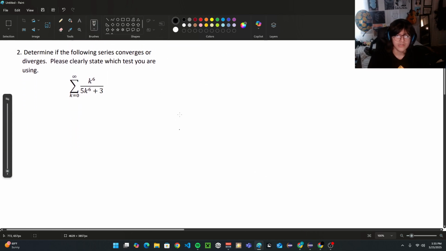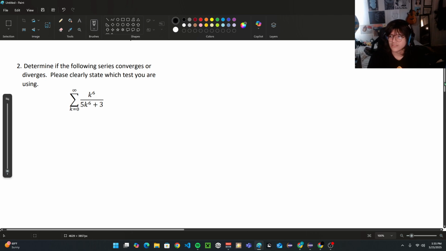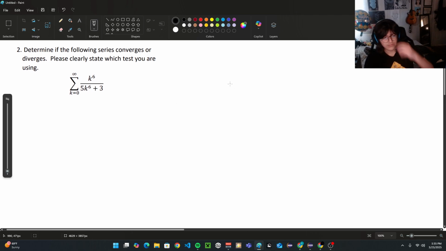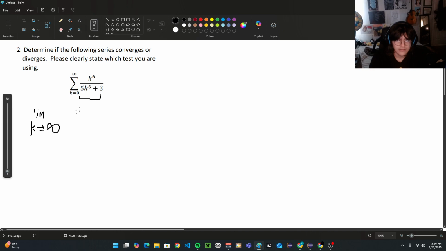Okay, number 2, we have to determine whether the series converges or diverges, and we're going to be using the divergence test. We're going to be looking at the limit of this, and if it's equal to 0, it converges. If it does not equal 0, it diverges. So we're going to be finding the limit as k approaches infinity of k to the power of 6 over 5k to the power of 6 plus 3.